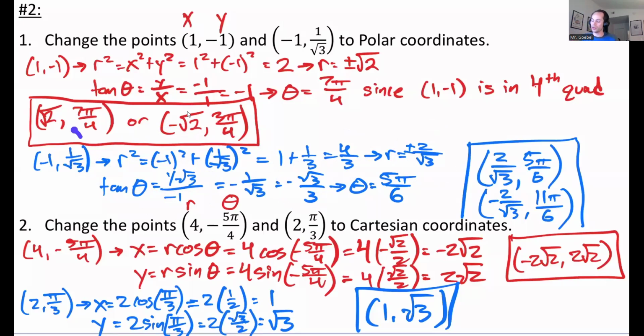Why second quadrant? Well, it's because the original point, negative 1 comma 1 over the square root of 3, is in the second quadrant. So when does tangent equal negative root 3 over 3 in the second quadrant? That's 5 pi over 6.